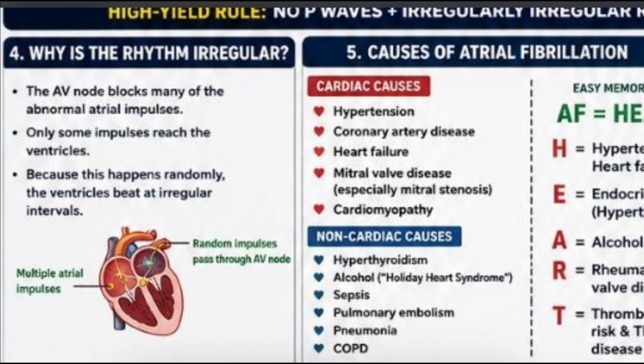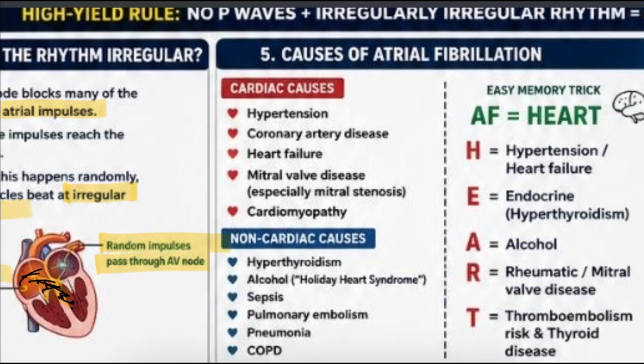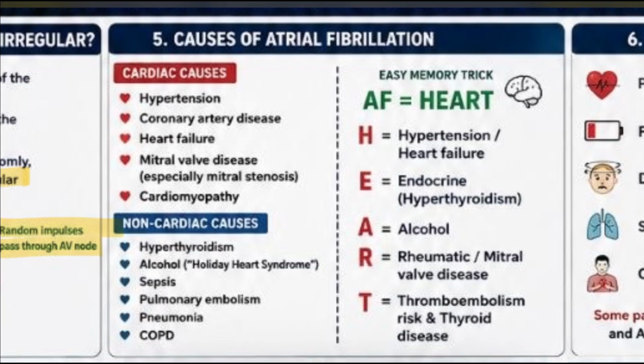Why is the rhythm irregular? The AV node blocks many of the abnormal atrial impulses, and only some impulses reach the ventricles. Because this happens randomly, the ventricles beat at irregular intervals. So the patient gets multiple atrial impulses at a time, and random impulses pass through the AV node.